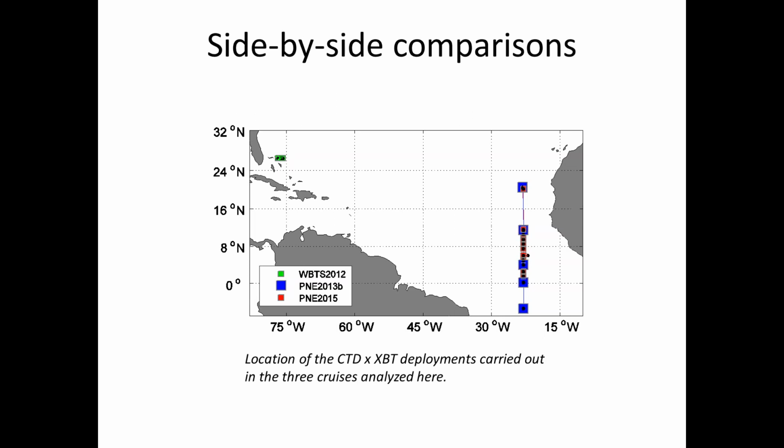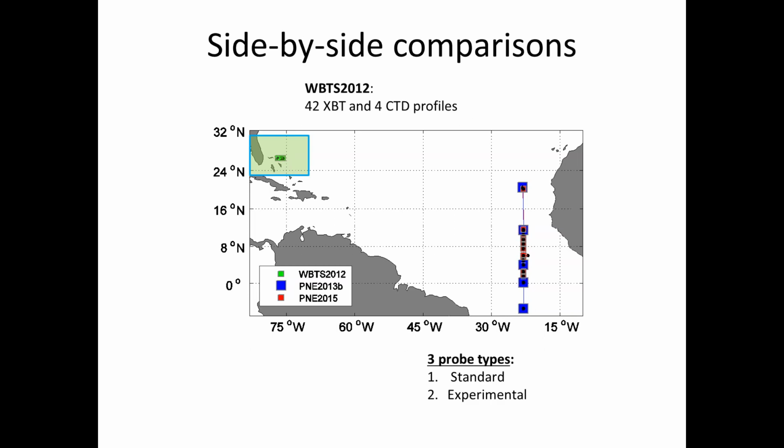First, the Western Boundary Current time series in 2012, and also 2 PX cruises that are more or less on the same line here. One in 2013. There were two cruises in 2013. This is from the second cruise, and this is the one in 2015. And just a little bit on the details of each of the cruises.